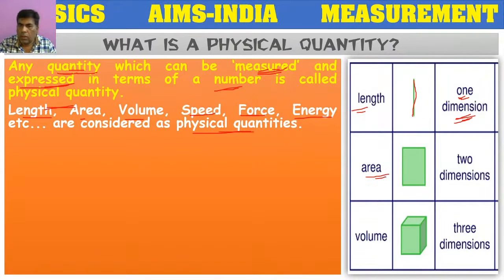Area. Suppose you go to a cricket ground, there the cricket ground will have some area. Area of the cricket ground is a two-dimensional object. It depends on length and breadth. So this area also can be measured. So area is also an example of a physical quantity.